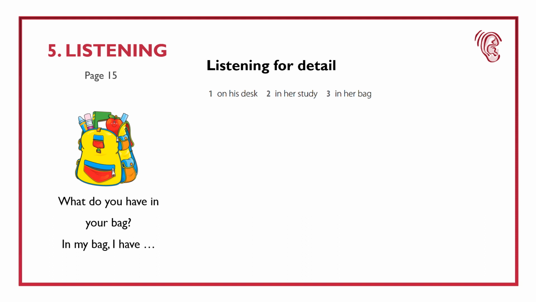Now, you're gonna listen again and write what things the people have in each place. For example, on his desk, he has a computer. What else? Please listen and write.